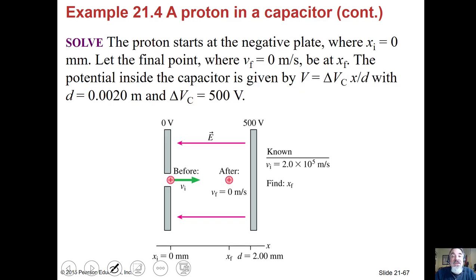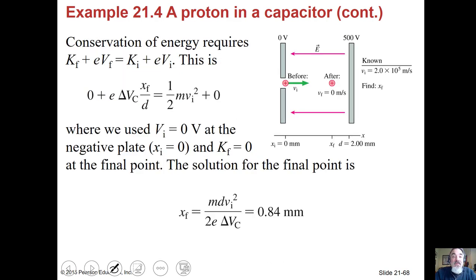Okay, so the proton starts at the negative plate where x is equal to 0. Let's find the final point. So the final point is when all of the kinetic energy is used up, final velocity of 0, and it turns into electrical potential energy. Be careful: this is a big V, this is a little v. And that's some more information that we know.